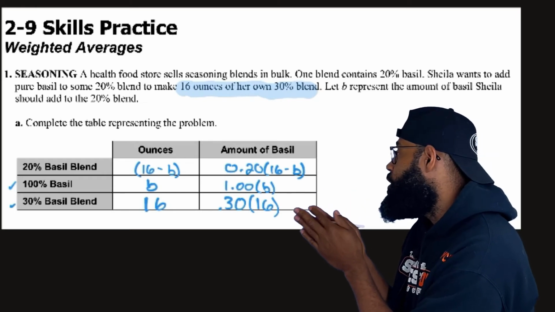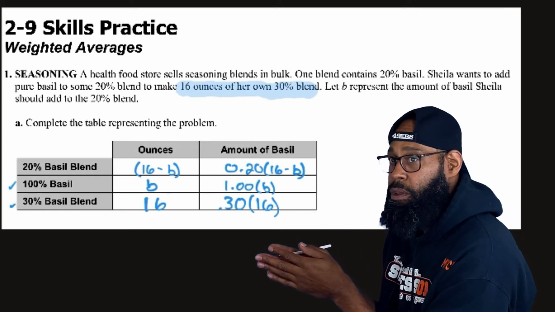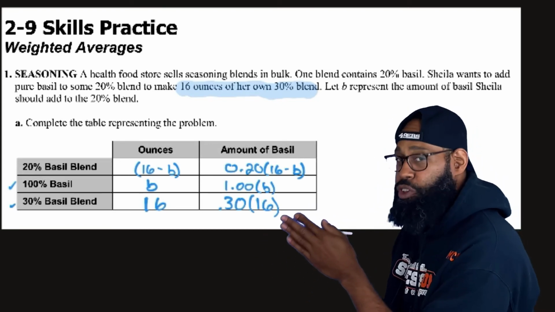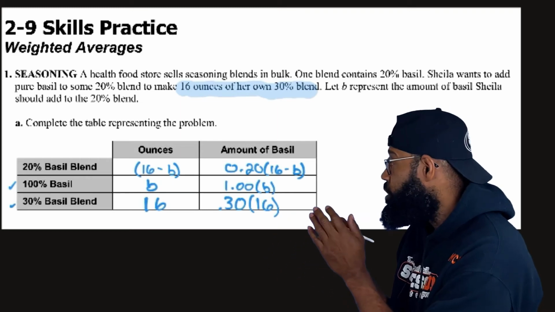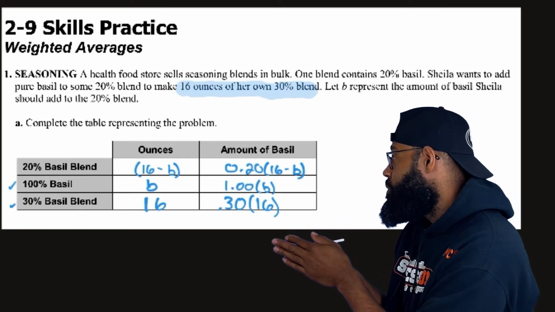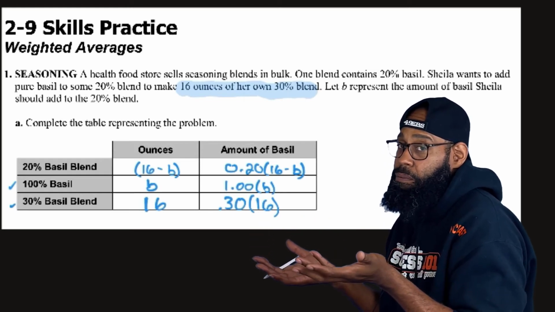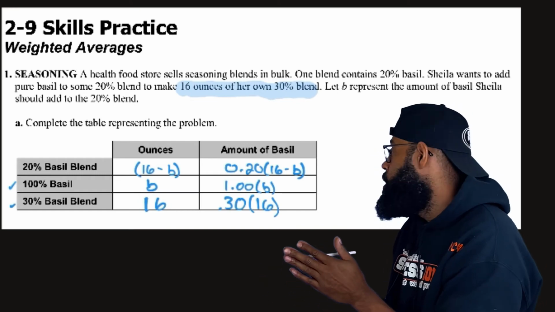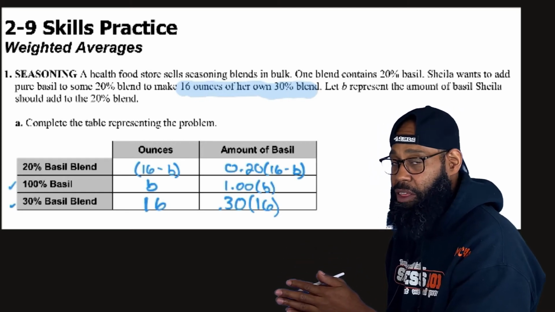Because when it asks you the amount of basil, well, okay, how much basil is in there? 20% basil. How much basil is in there? 100% basil. How much basil is in there? 30% basil. So 30% times 16 ounces. There you go, change the percent to a decimal. 100% times, we don't know. Let B represent the amount of ounces for the 100% basil. So B times 1. And of course, 20% times the quantity 16 minus B.